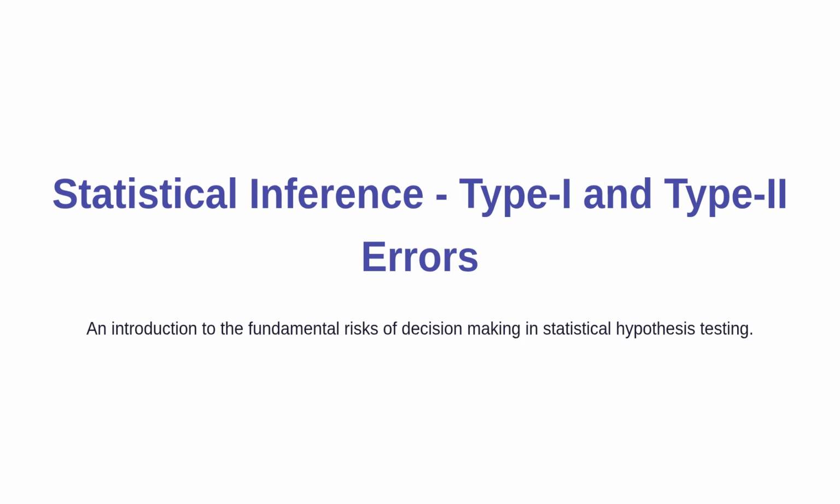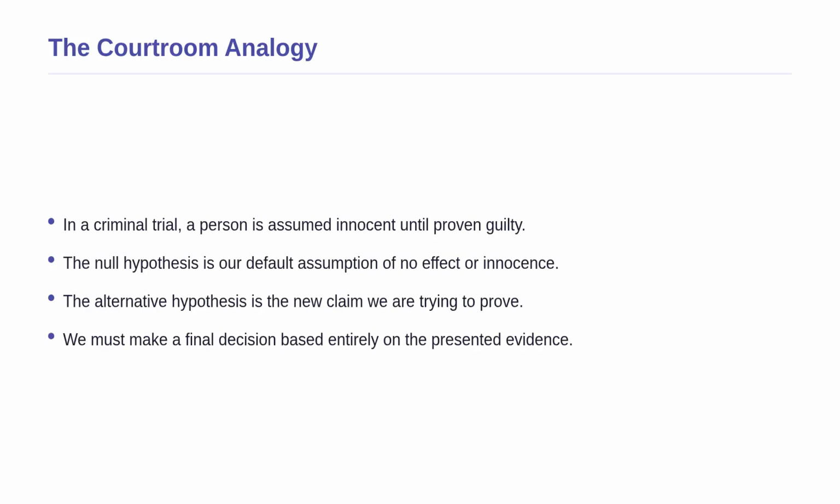Let us dive in. To understand how we test claims in statistics, let us start with a familiar situation, a criminal trial. In a courtroom, the fundamental rule is that a person is innocent until proven guilty. The judge must make a final decision based entirely on the evidence presented. In statistics, we have the exact same setup. We start with a default assumption, which is like assuming innocence. We call this the null hypothesis. It usually means there is no effect or nothing new happening. The alternative hypothesis is the new claim or theory we are actually trying to prove, which is like the prosecutor trying to prove guilt.